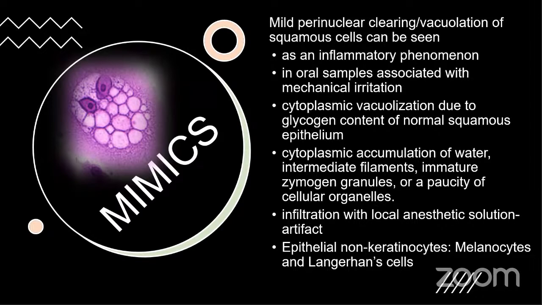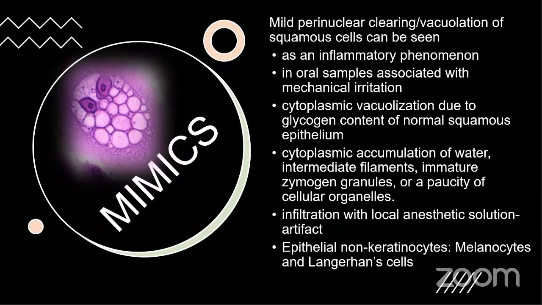Oral samples which are associated with mechanical irritation, all of these can show perinuclear clearing or vacuolation. So we have these mimics, which may be due to glycogen content or accumulation of water, as we call it, keratinocyte edema. You can have accumulation of intermediate filaments, zymogen granules. Infiltration with local anesthetic solution, which is an artifact, can also give rise to these cell changes, apart from the non-keratinocytes.